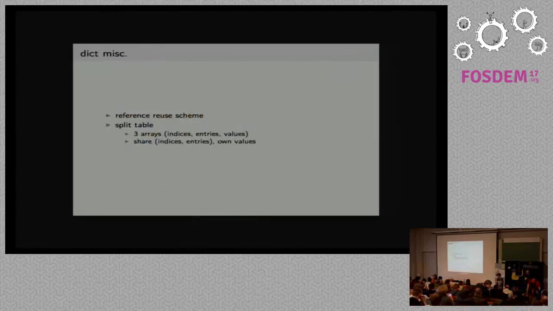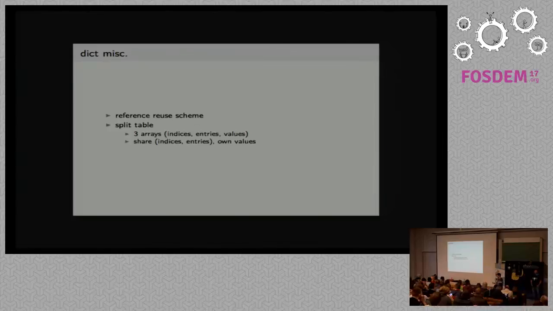A couple of miscellaneous points about dictionaries. They have the same reference reuse scheme as lists, so we can save up to 80 references. And if you want to know more about split tables, I said that combined tables were made of two arrays, one of indices and one of entries. In split tables, we have three arrays, one of indices, one of entries, and one of values.